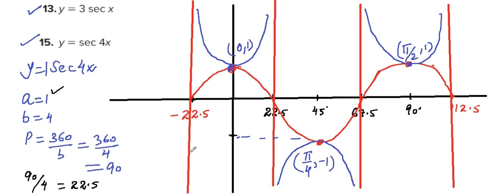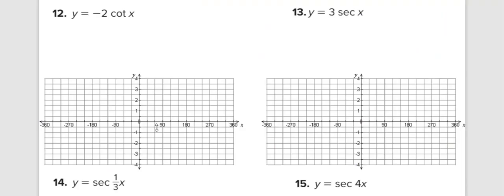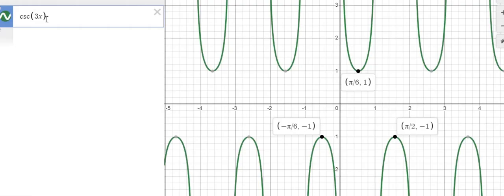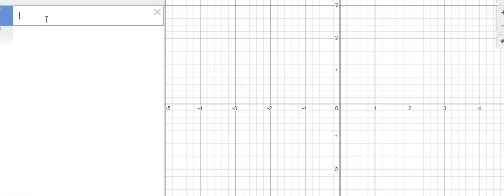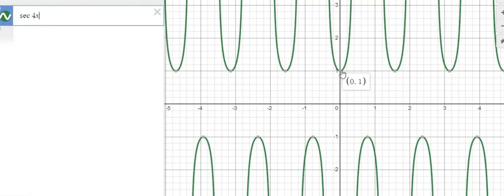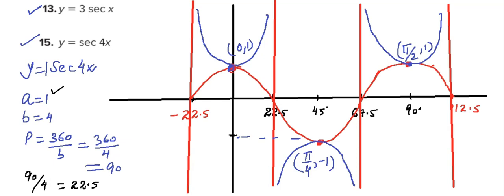So the blue one is the graph of secant 4x, and the red one is cosine. So first you need to draw the graph of cosine. So look at this secant 4x graph on Desmos. If I show you this, secant 4x. So what are the points? (0, 1), (pi by 2, 1), (0, 1), and I have drawn this also. So you can check (0, 1), (90, 1), (45, minus 1). The same thing. That means our graph is correct.